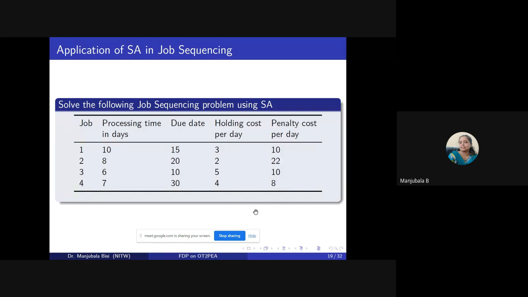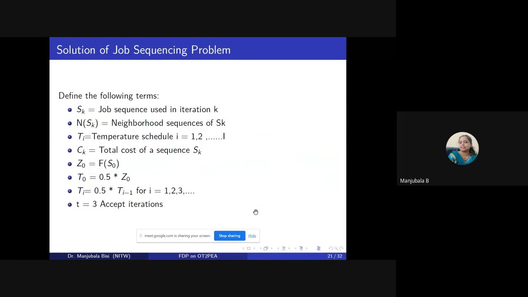So your target is to sequence the jobs in such a way that the total cost is minimized. So how to solve this problem? Let us see. Let us define the terminology related to the simulated annealing algorithm.